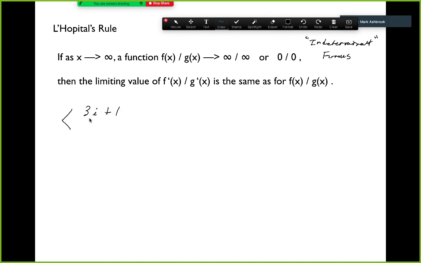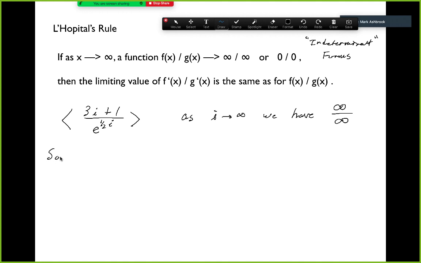So for example, (3i + 1) over e to the 1/2 I. It's not a p-sequence, it's not a geometric sequence, it's not a plain rational function. But we see that as I goes to infinity, what would the top do? Go to infinity. And what would the bottom do? Also go to infinity. So we have this indeterminate form: your numerator is going to get really big and your denominator is going to get really big.